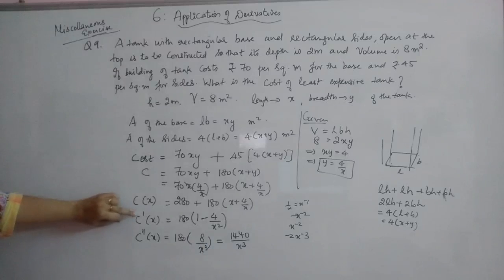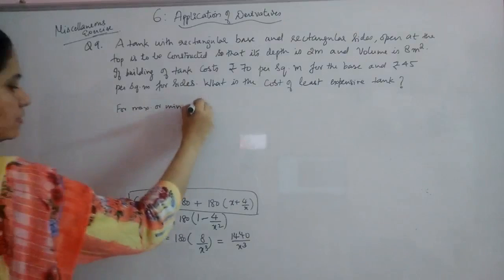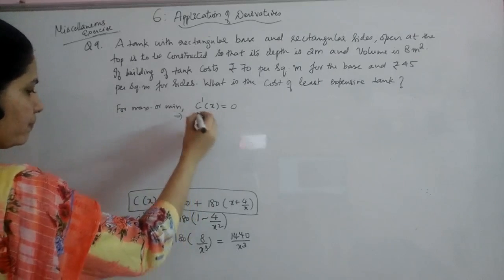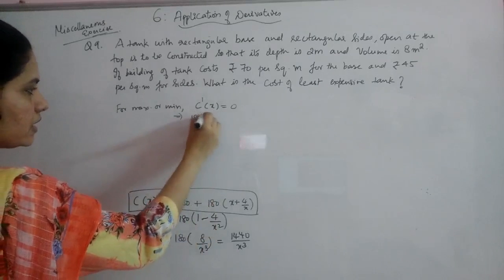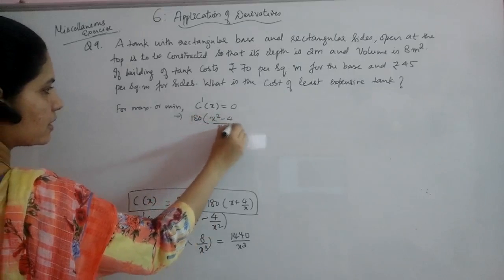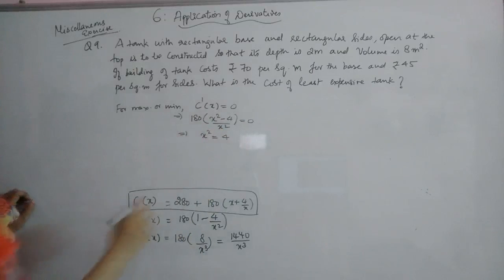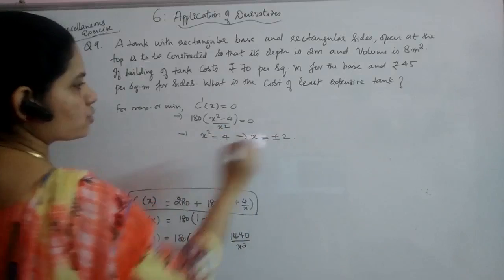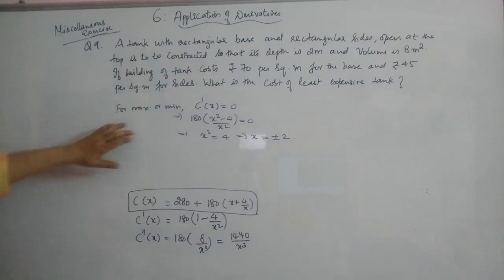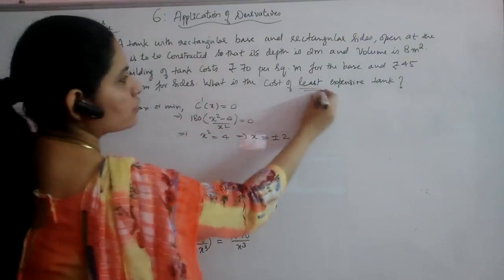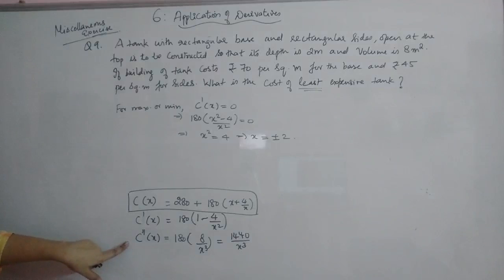Now we will go for c dash of x, equate it to 0 and find out what is x. So for maxima and minima, you will just equate the first derivative to 0, which will give you 180 into, if I take the LCM, x square minus 4 by x square is equal to 0. That means I'll get x square minus 4 is 0, or x square is equal to 4, or x is equal to plus or minus 2. Now we have to just check which one will give you the least. Least means you have to get the second derivative as greater than 0. So which one will give you, we'll just see.